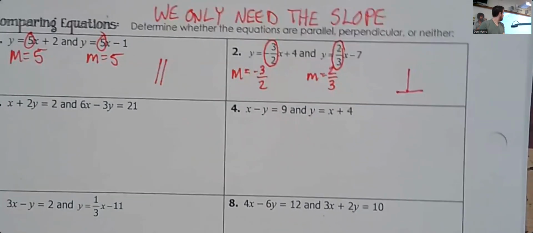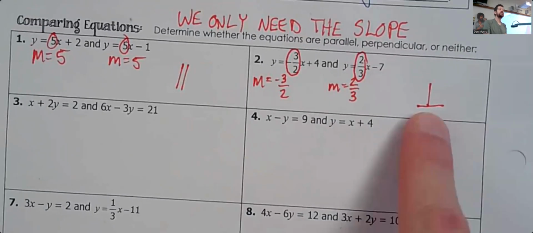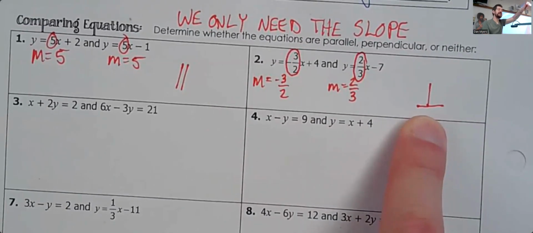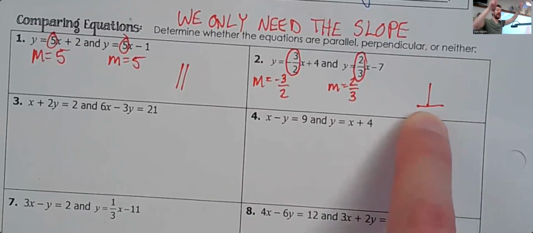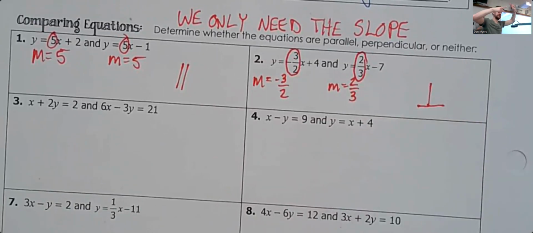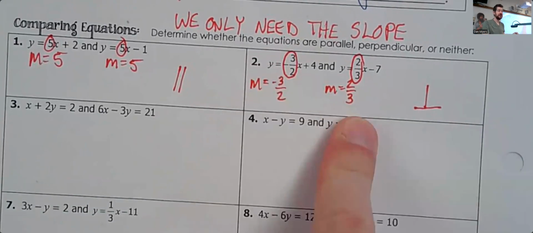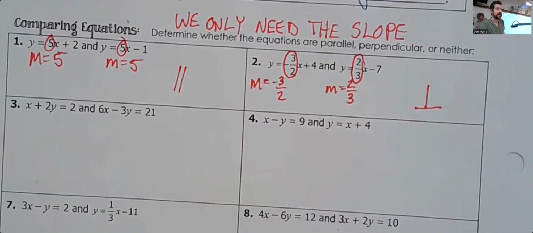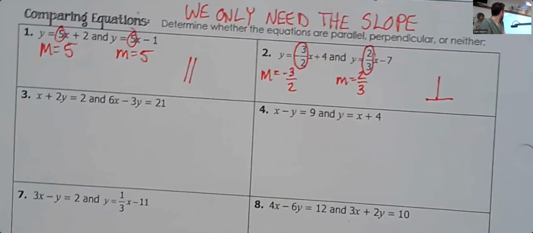Cool. So number 2, 2's perpendicular because we have a positive and a negative. Number 2, we have a positive and a negative, and they're flipped over versions of the same fraction. Opposite reciprocal slopes for number 2, perpendicular lines. All right. So we got 1 and 2.